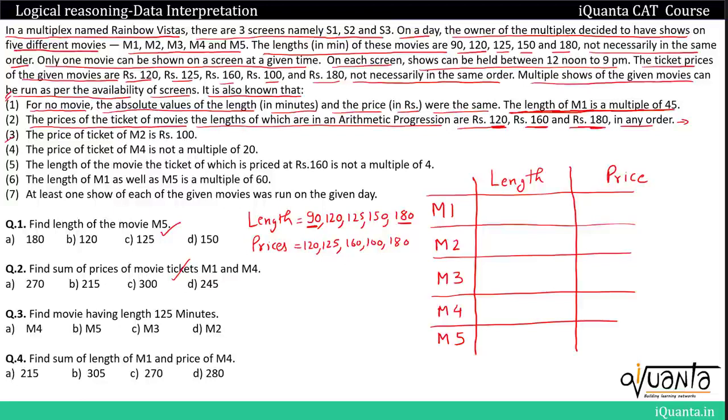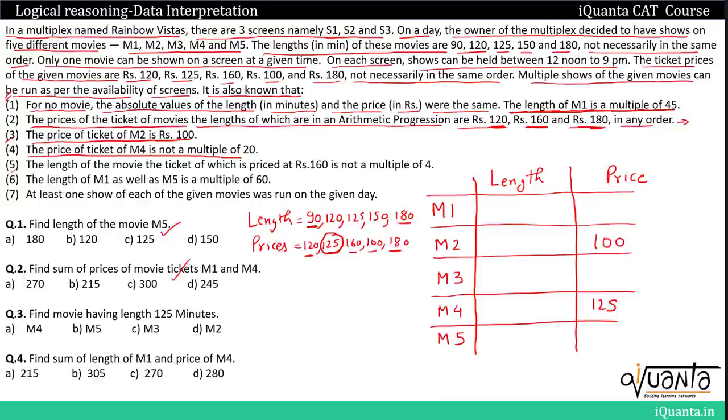Let us move further. The price of ticket of M2 is Rs 100. So this is a direct clue. Let us put it over here in the table. Price of M2 is 100. Fourth point is the price of ticket of M4 is not a multiple of 20. So let us check out prices that are not multiple of 20. 120 is a multiple of 20, 125 is not a multiple of 20, 160 is a multiple, 100 is a multiple, 180 is a multiple of 20. So only 125 is the price that is not a multiple of 20. So very clearly the price of ticket M4 will be 125.